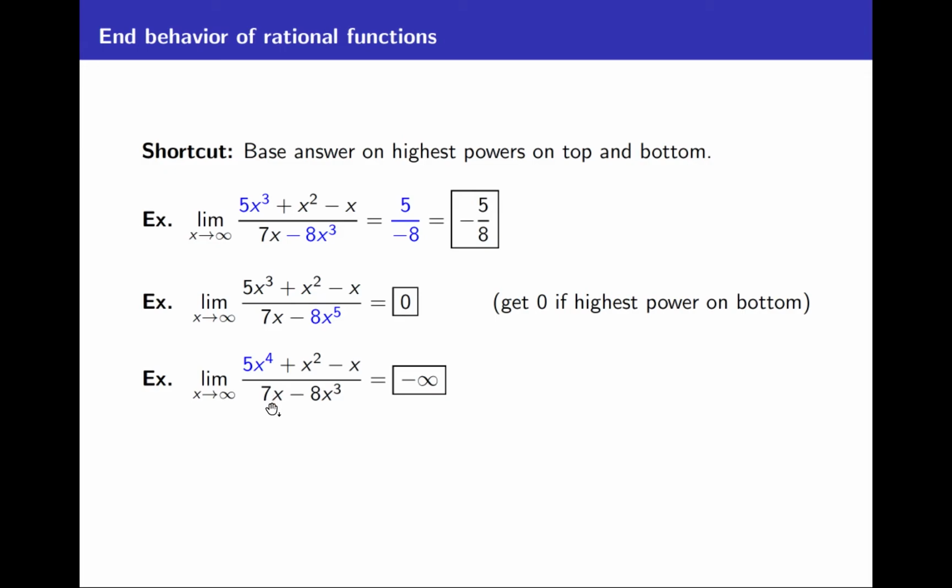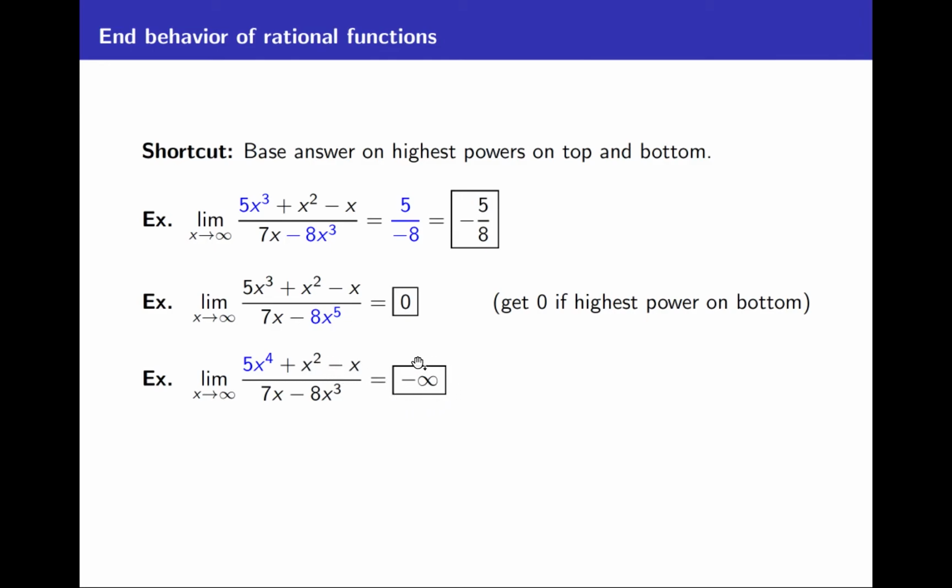And if you think about what's happening there, on the bottom, the 7x minus 8x cubed, this 8x cubed is much bigger than the 7x as x goes to infinity. So we're going to get a negative on the bottom. So it's a positive divided by a negative. We get a negative infinity. So you'll notice this as you work these. Whenever you have the highest power of x on the top, you're either going to get positive or negative infinity.